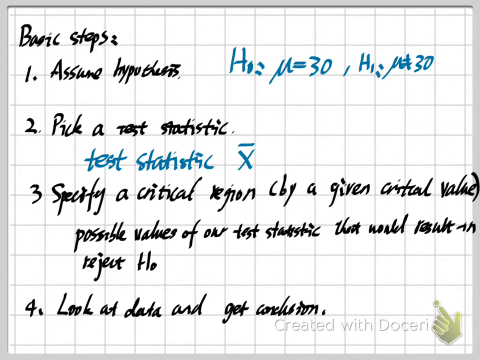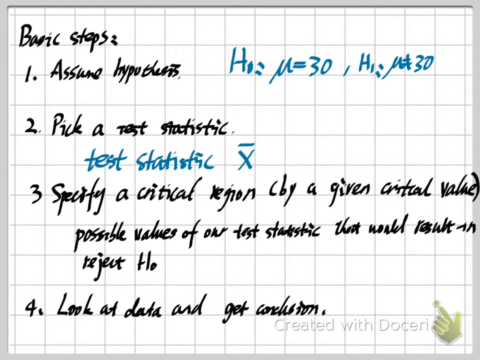The third step is to specify a critical region. For example, if our sample mean is between 25 and 35, I say this is a normal case for our sample mean. Or if the sample mean is between maybe 20 and 40, it still feels reasonable to assume our population mean is 30.